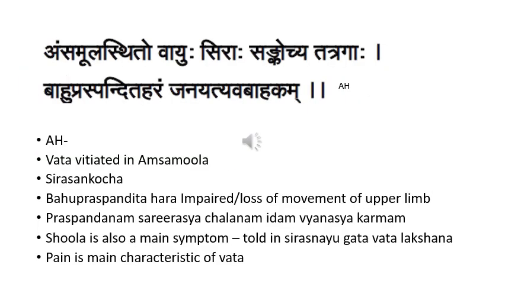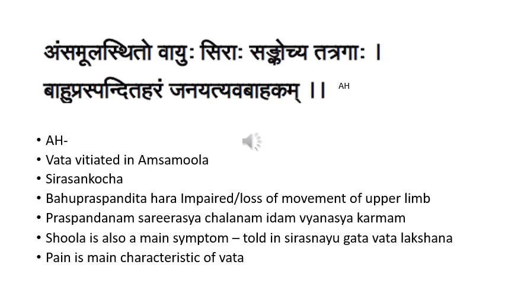Next is the explanation given by Ashtanga Hridaya of Vagbhata. Amsa mula sthito vayu sira sankocya tatrakam bahu praspandita haram janayati apabahukam. Here vitiated Vata present in the Amsa mula, or the shoulder region, causes sankocha or constriction of the siras in that area, and produces Bahu praspandita hara.